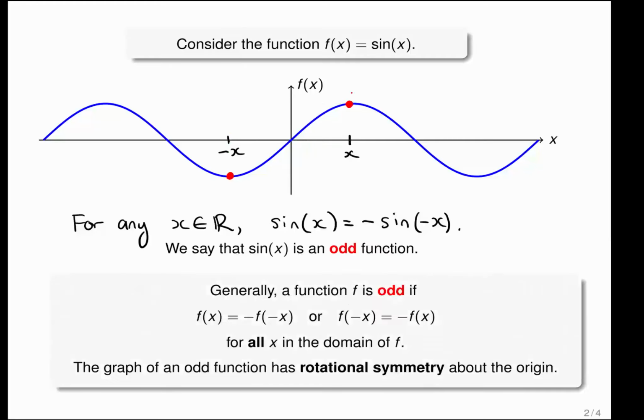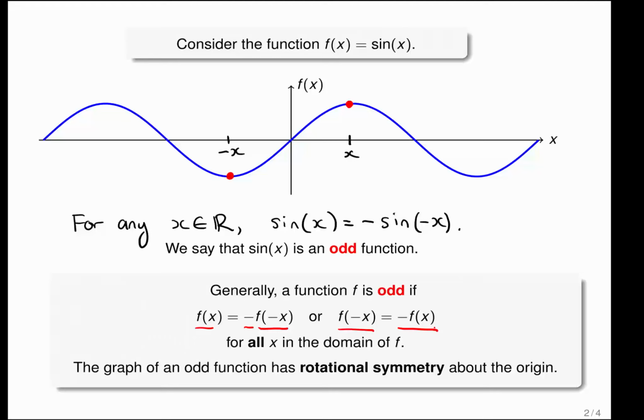We say that the sine function is an example of what's called an odd function. Generally speaking, a function f is an odd function if for all values of x in the domain, f of x equals the negative of f of minus x, which is the same as f of minus x is equal to negative f of x, via a simple rearrangement of the equation.